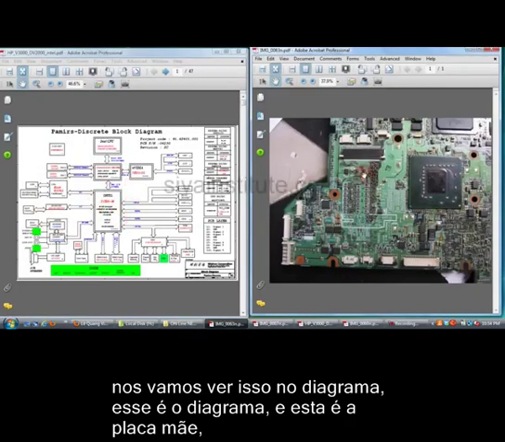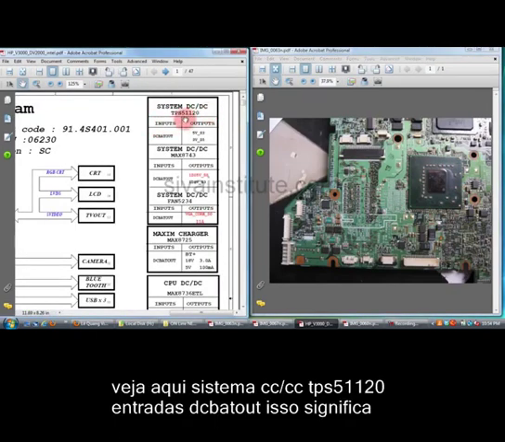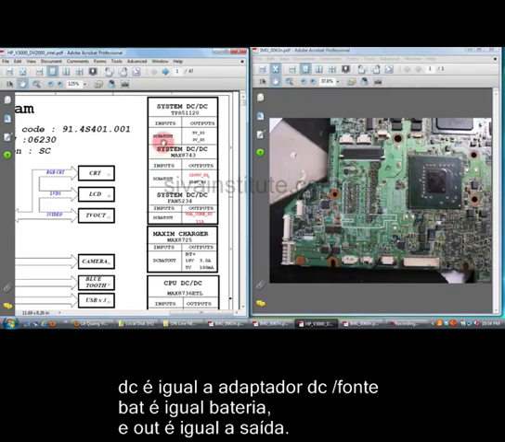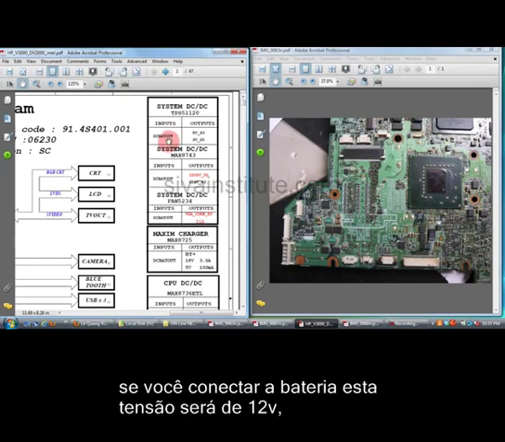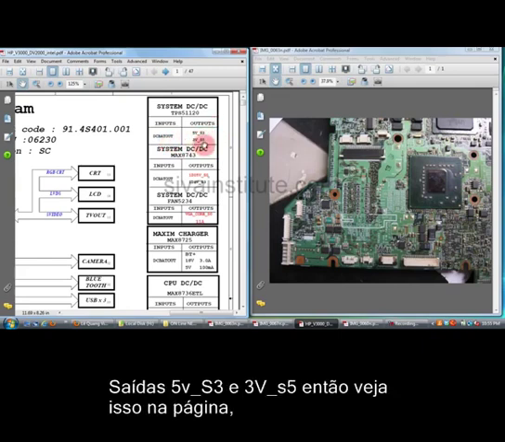This is the circuit. This is the laptop motherboard. See here: system DC, TPS51120, inputs DC bat out. That means DC adapter; bat means battery out. That means 18 volts from the DC adapter. If you have given voltage from the adapter, this voltage is 18 volts. If you connect the battery, this voltage is 12 volts. So input voltage is 12 volts or 18 volts. Output voltages: 5 volts in S3 state, 3 volts in S5 state.